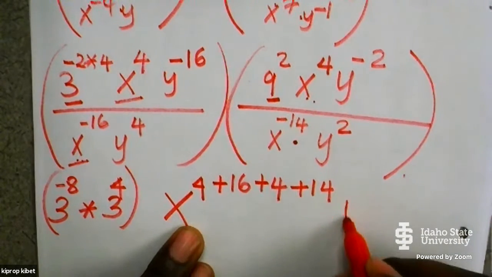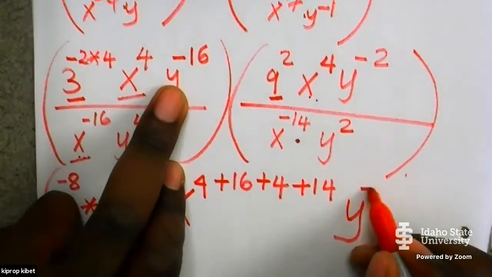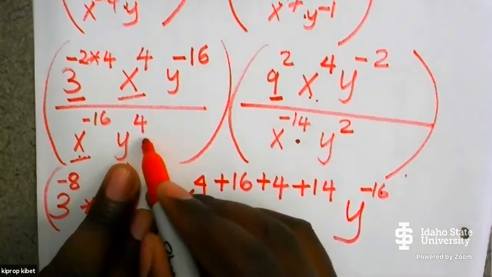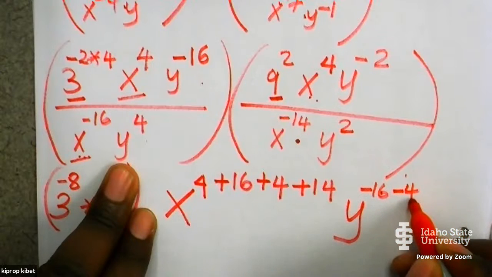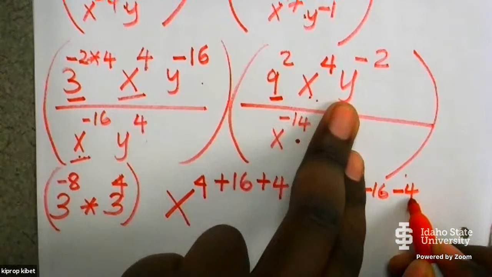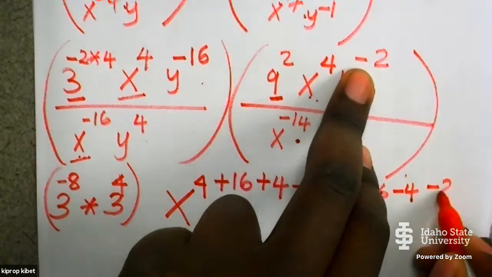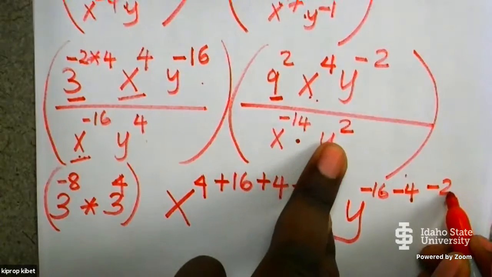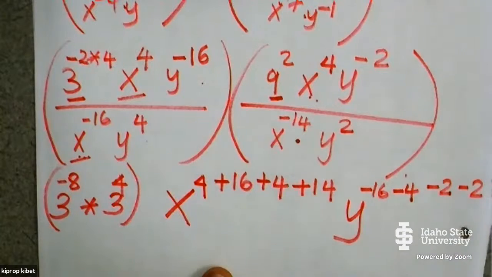Yes. So we come to y. So y, there is this y which is minus 16. Is there another y? This one. So you take it up, right? Which will be minus 4. Okay, coming to the next. Is there y here? Yes. Which is minus 2. In the denominator, there is y, which is 2. We take it up, you get minus 2.